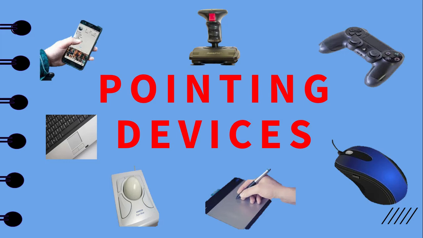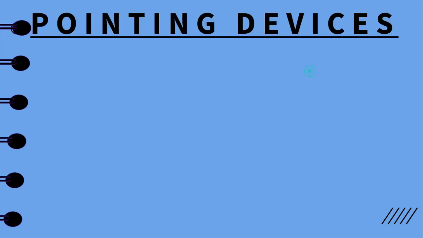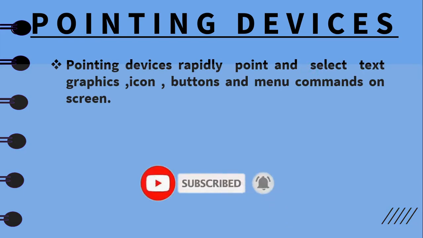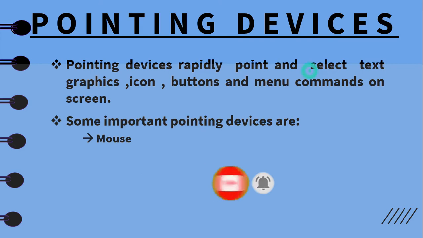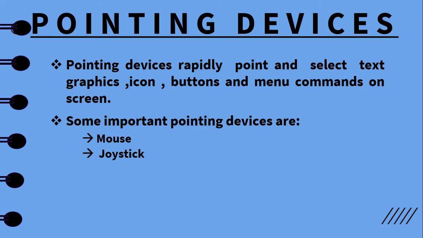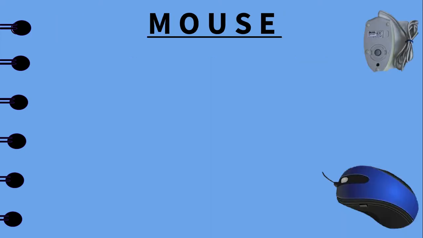Pointing devices. Pointing devices rapidly point and select text, graphics, icons, buttons, and menu commands on screen. Some important pointing devices are mouse, joystick, trackball, touchpad, touchscreen, and light pen. First of all, we learn about mouse.